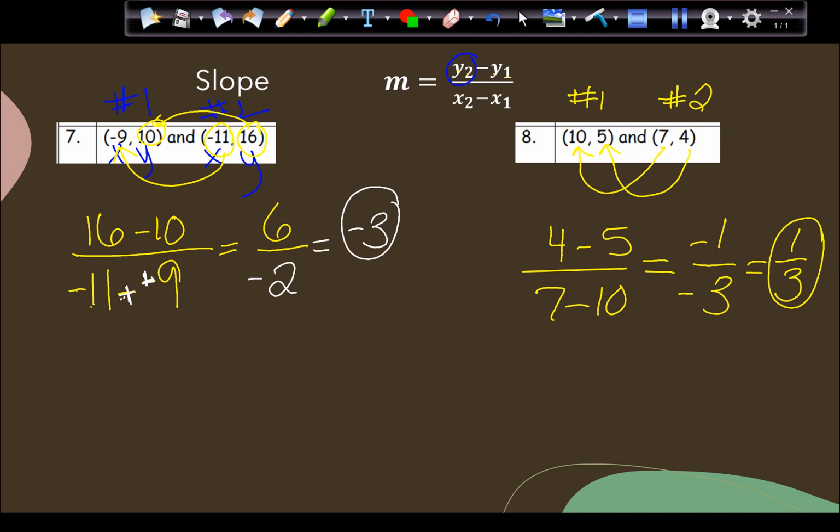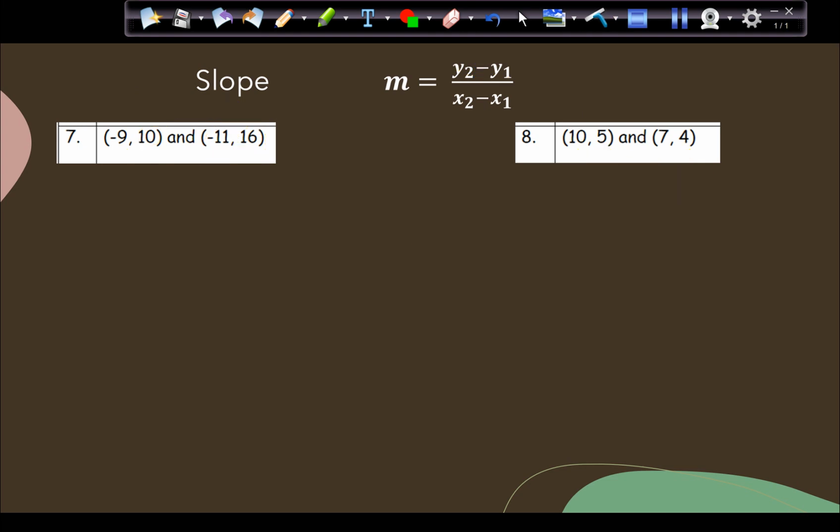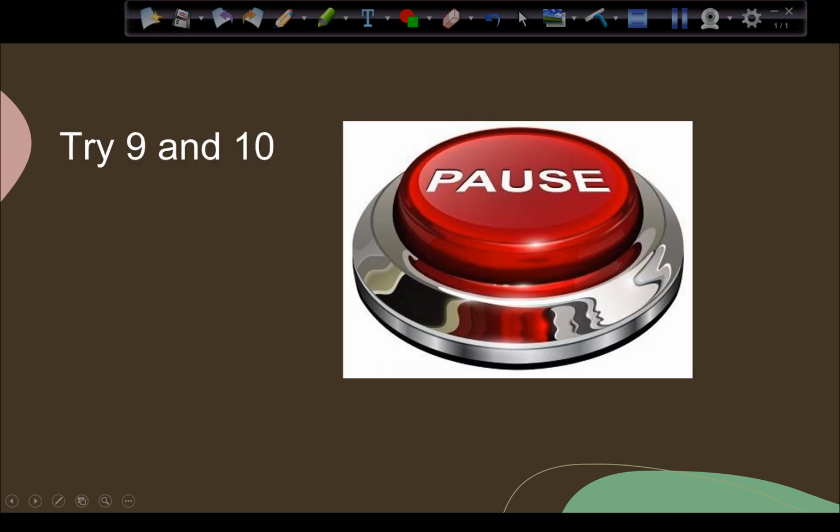The biggest mistake students make is they put the x's at the top instead of at the bottom. And sometimes students did, like on the top, 4 minus 5, which is fine, but then they do it the other way and they do 10 minus 7 on the bottom. So you just have to be careful. Keep your patterns, whatever direction you're going in. All right, you guys are going to pause and try 9 and 10.